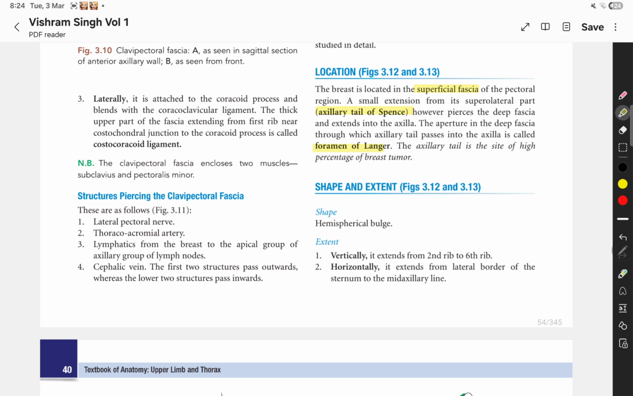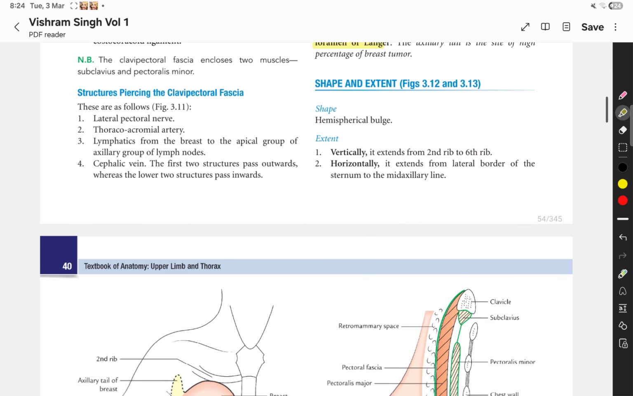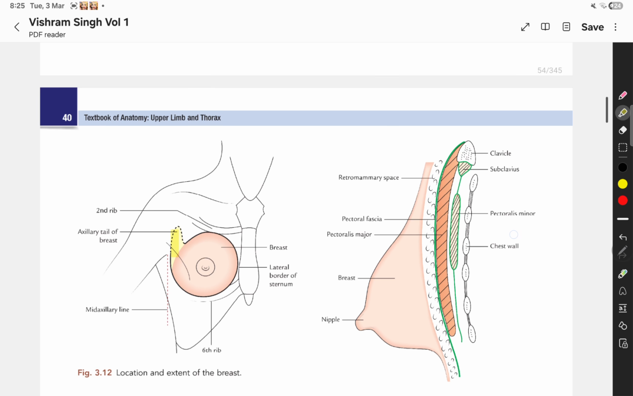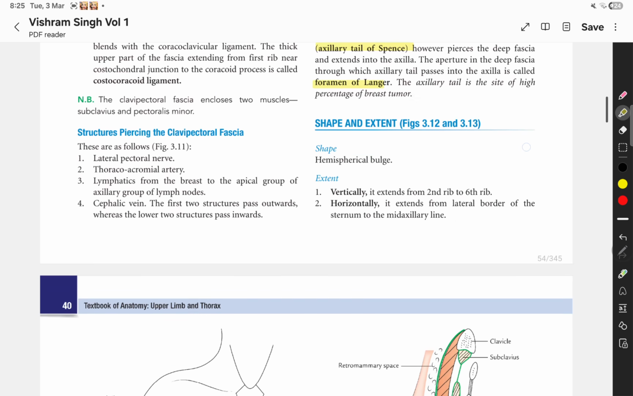So they are basically telling the breast is located in superficial fascia of pectoral region. From superolateral part, axillary tail of Spence passes to axilla, and the opening is called as foramen of Langer. Next, shape and extension. So this is axillary tail of breast. See, this is superior and lateral side.